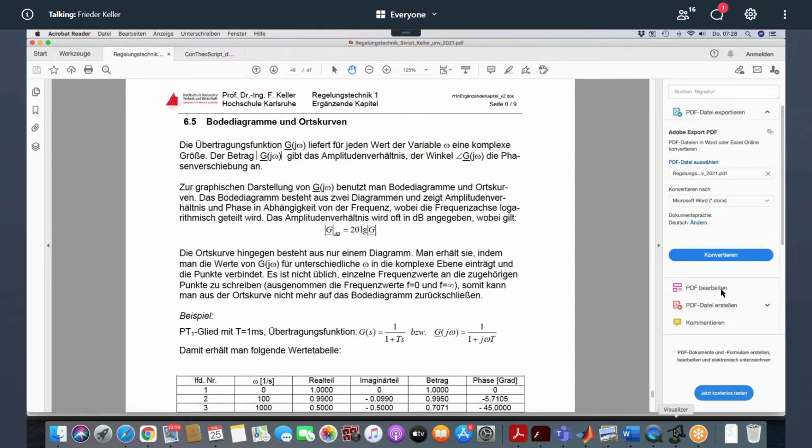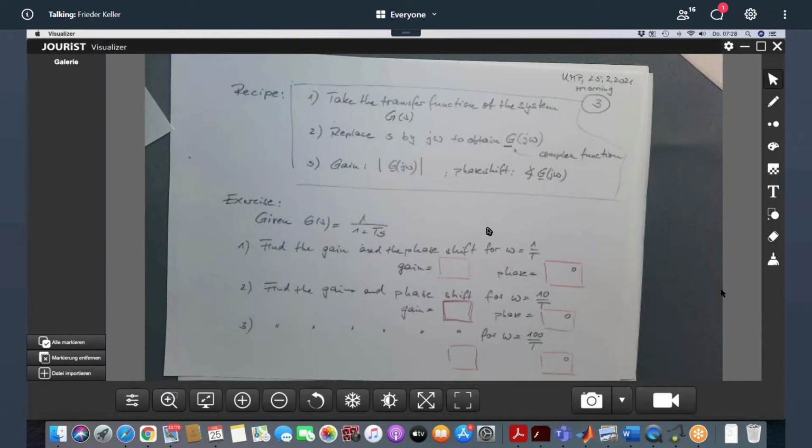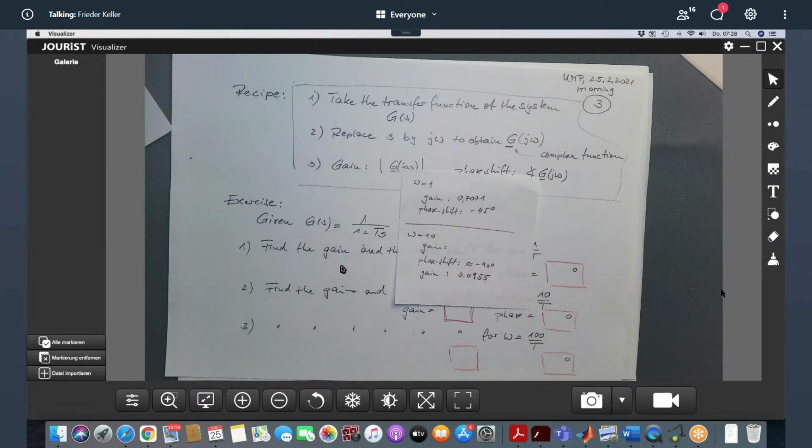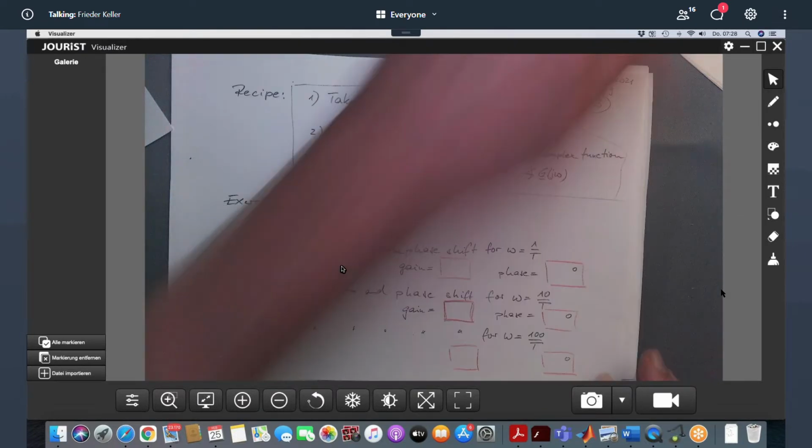What you tried to solve. And here it's stated, find the gain and the phase shift for omega is equal to 1 over T, gain and phase, and so on. And for 3 frequencies. And that has something to do with our observation from our simulation in MATLAB Simulink. And let's see what is the result.